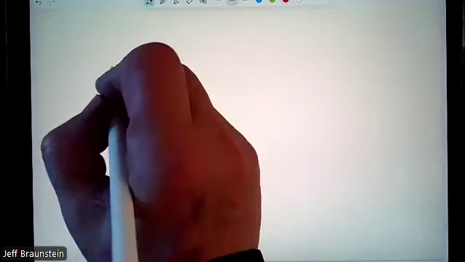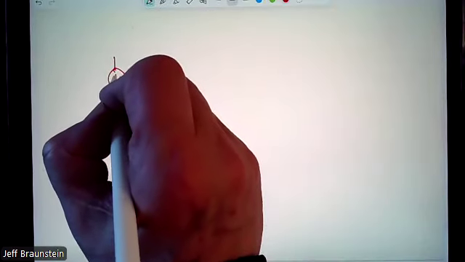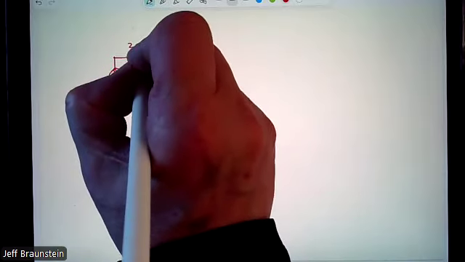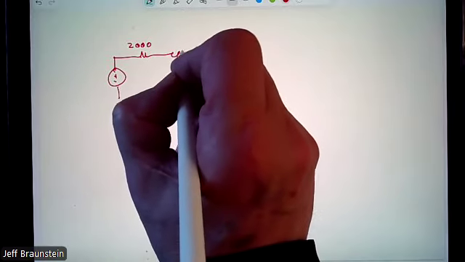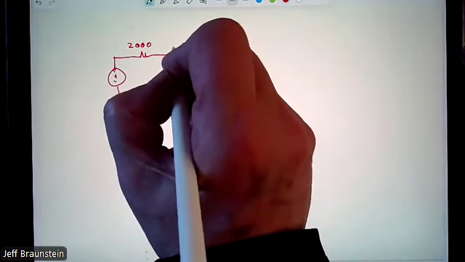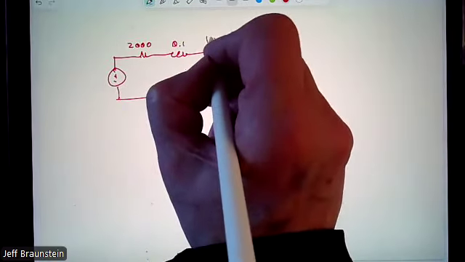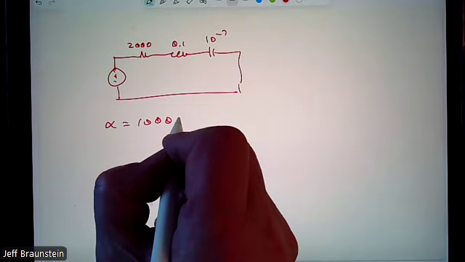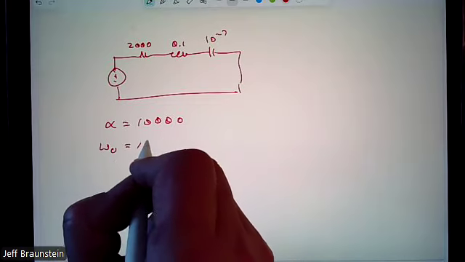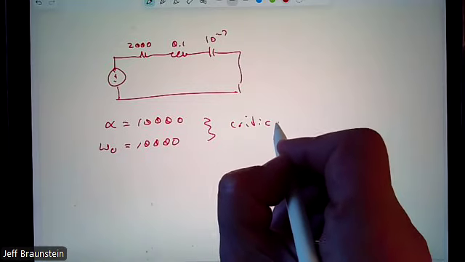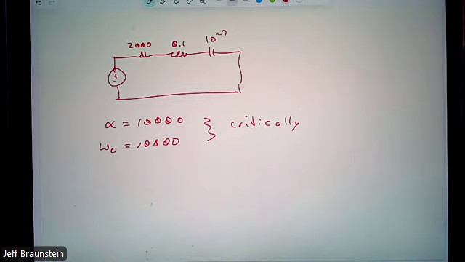What if, instead, I do something like 2,000 and 0.1 and 10 to the minus 7. If I crunch the numbers here, I get alpha is 10,000, and omega naught still 10,000. This is critically damped, which means we have a double pole at 10,000.